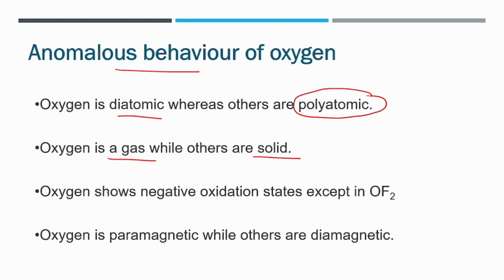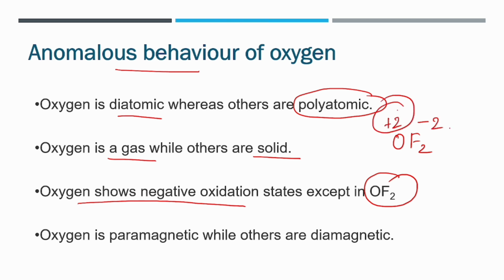Sulfur, selenium, tellurium and polonium are solids. Oxygen shows negative oxidation states except in OF2. Except in OF2, in all other compounds oxygen shows a negative oxidation state. In OF2, -1 is the oxidation state of fluorine, isn't it? So +2 will be shown by oxygen.